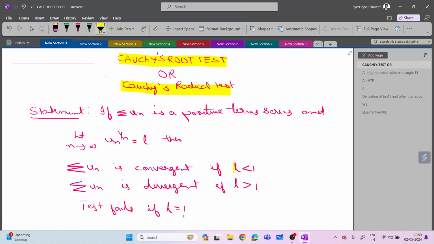the series is convergent if L is less than 1. The series is divergent if L is greater than 1. The test fails if L equals 1, the limit equal to 1. So this is the given statement.